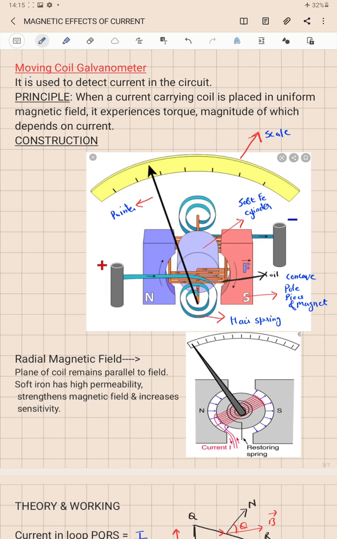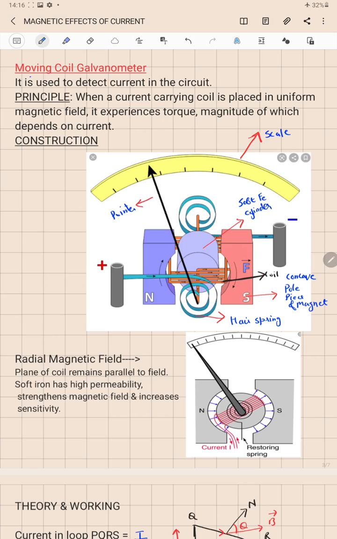The working principle of this moving coil galvanometer is that when a coil carrying current is placed inside a uniform magnetic field, then it experiences a torque, the magnitude of which depends directly on the amount of the current flowing through the coil. So if we are able to calculate the torque experienced by the coil, then the amount of the torque experienced is directly proportional to the magnitude of the current flowing through it.